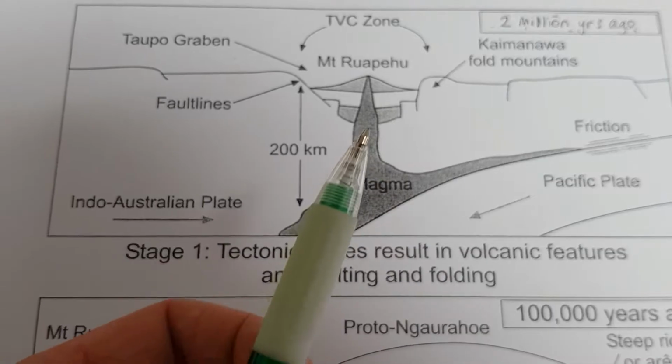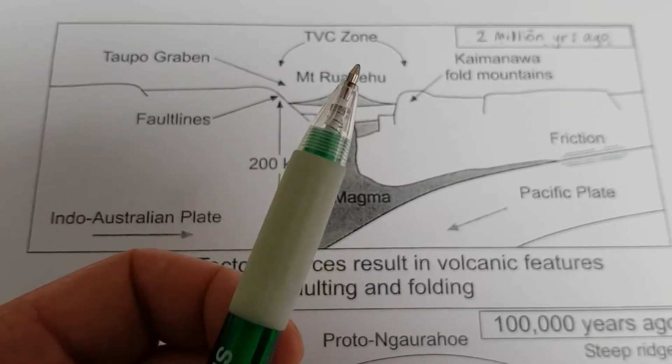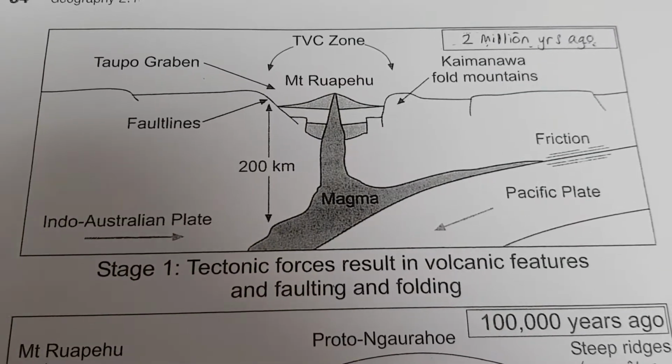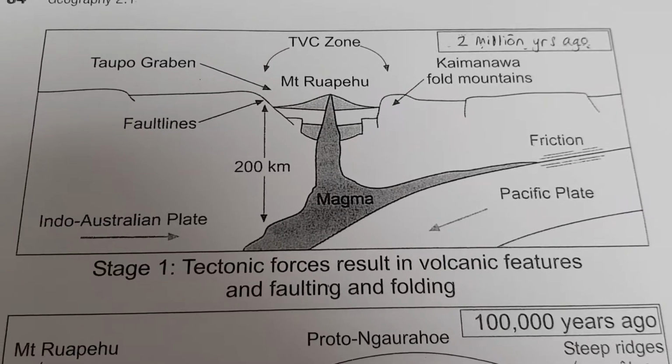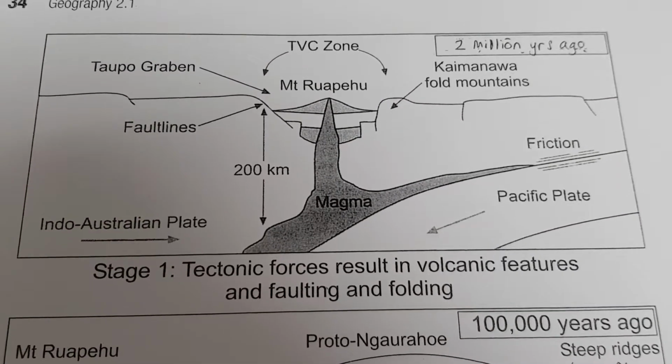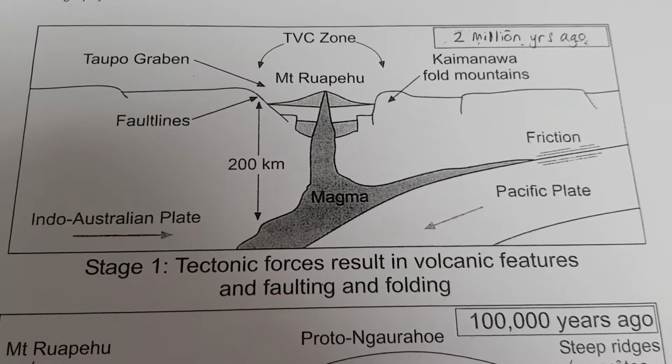And because the magma was allowed to escape, we started to have volcanoes appear on the Earth's surface. We know those volcanoes as Mount Ruapehu, Tongariro, and Ngauruhoe. And that happened 2 million years ago.